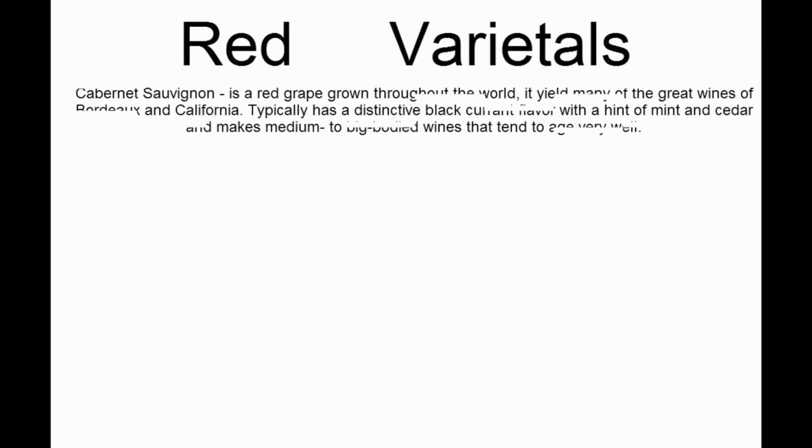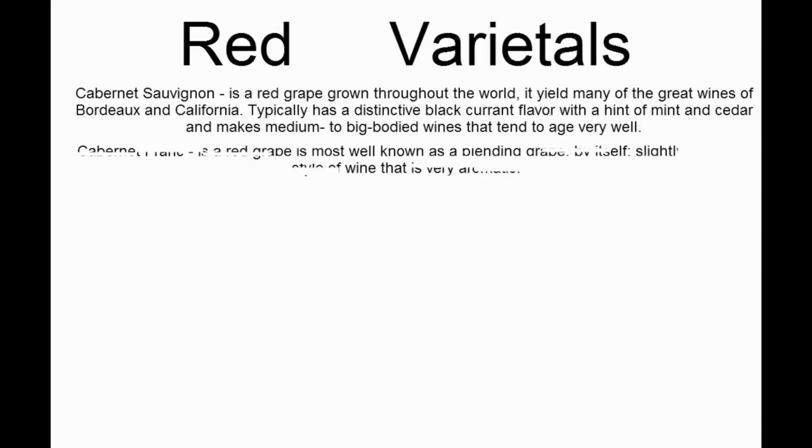Now let's discuss the red varietals. Cabernet Sauvignon is a red grape grown throughout the world. It yields many of the great wines of Bordeaux and California. It typically has a distinctive blackcurrant flavor. Cabernet Franc is a red grape most well known as a blending grape; by itself, it is a slightly earthy style of wine that is very aromatic.